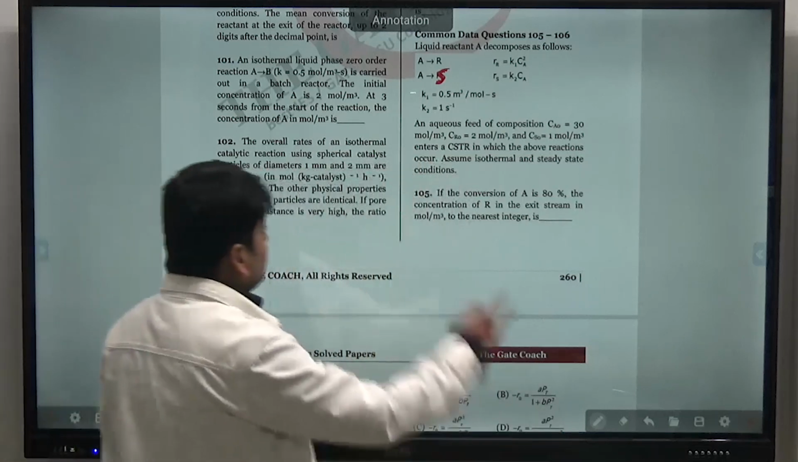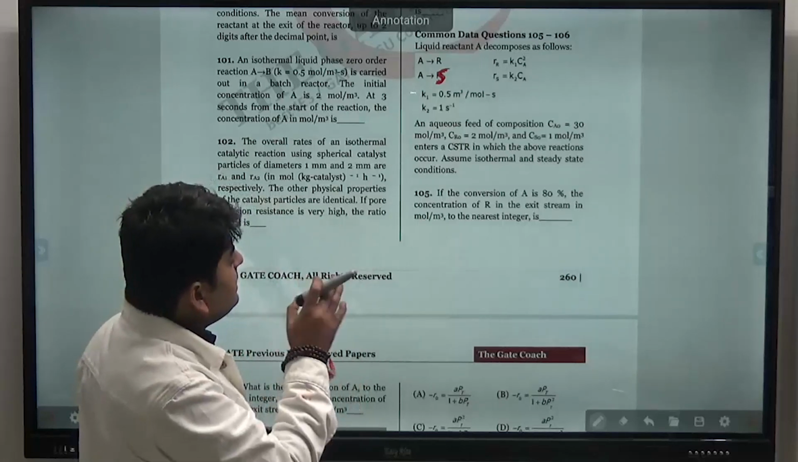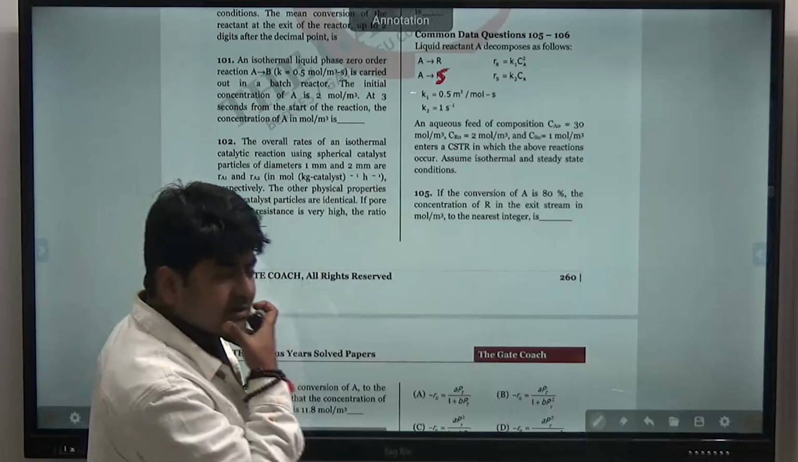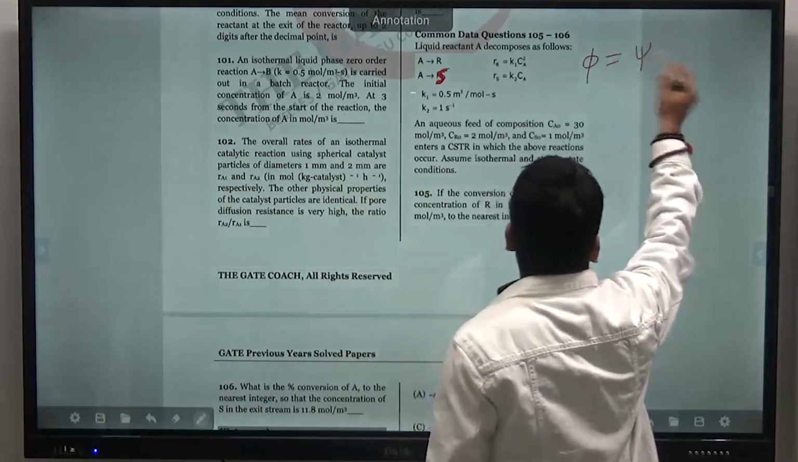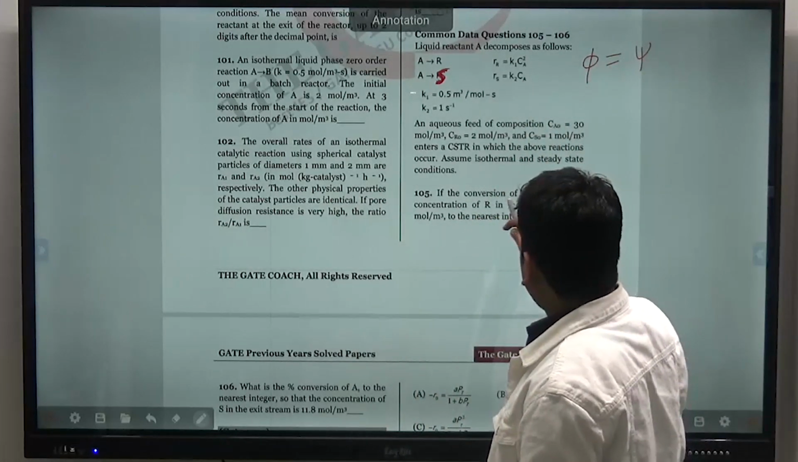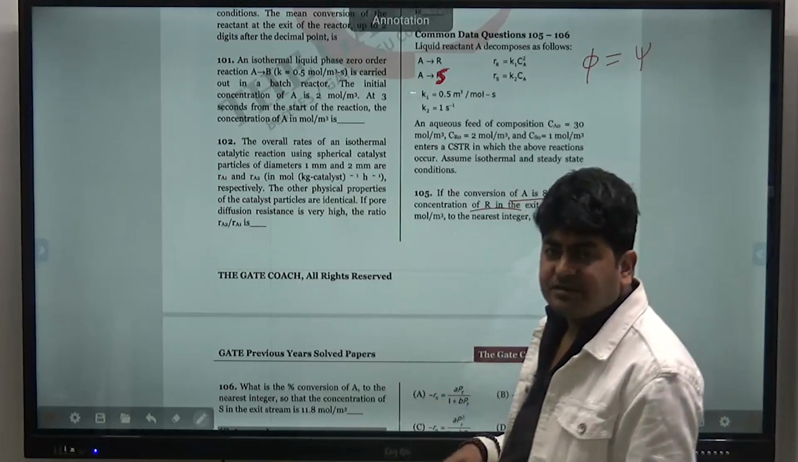Now see, here if you read this question, this is a parallel reaction, CA naught, CR naught, CS naught are given, and the reaction is taking place in a CSTR. So in CSTR we know that phi will be same as fractional yield. Okay, so in first part you have to calculate, if conversion of A is 80%, then what will be the concentration of R in exit stream.